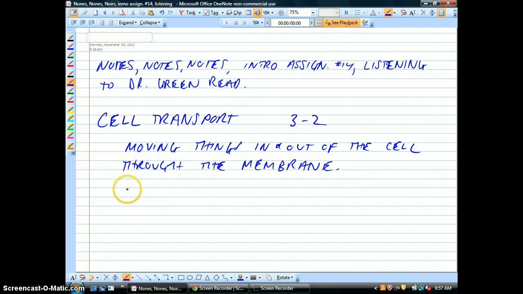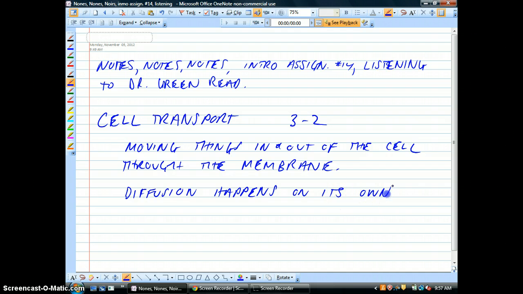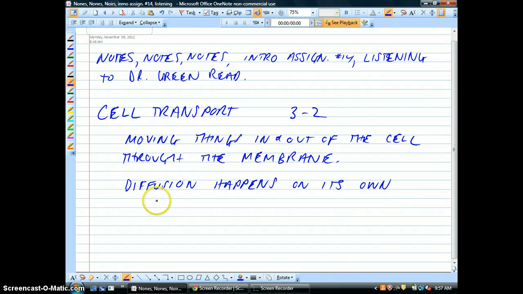Now we talked about diffusion also. Diffusion happens on its own. It happens automatically. It happens spontaneously. Molecules move from where they have a higher concentration to where they have a lower concentration. That's called diffusion.